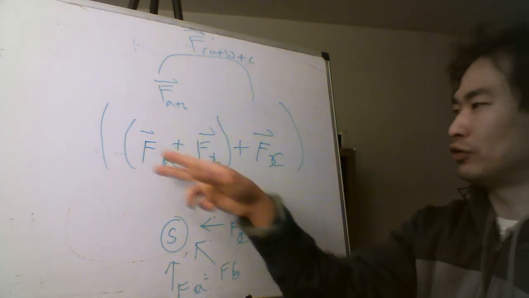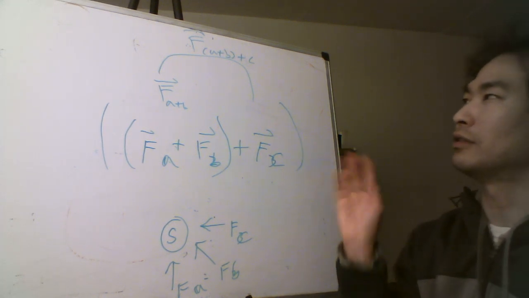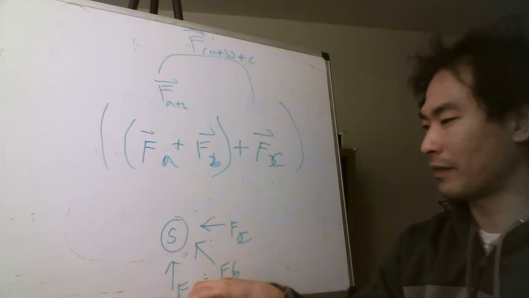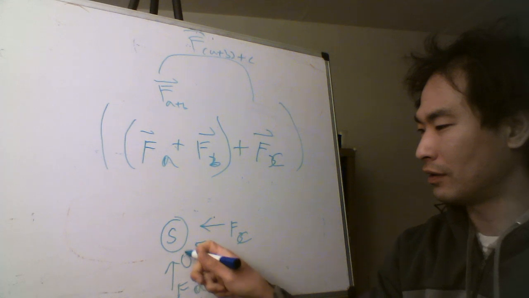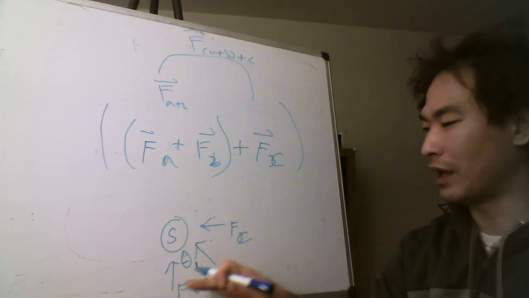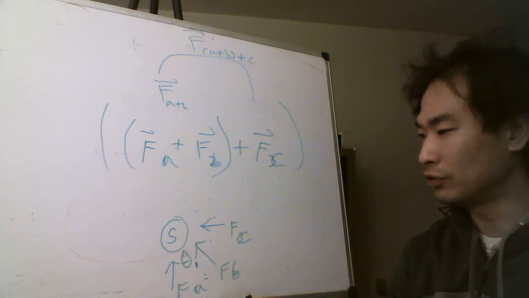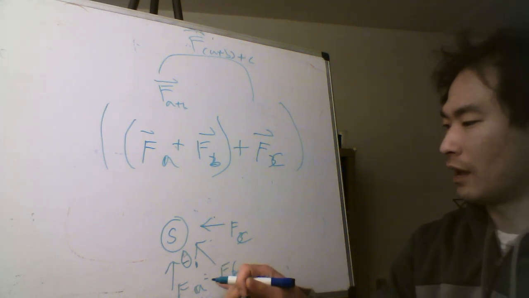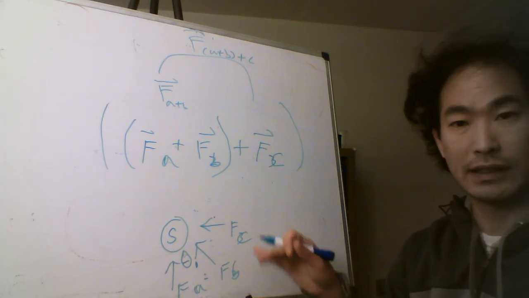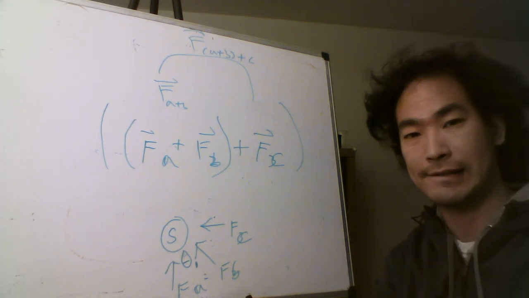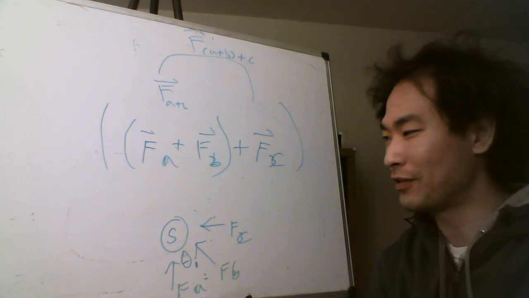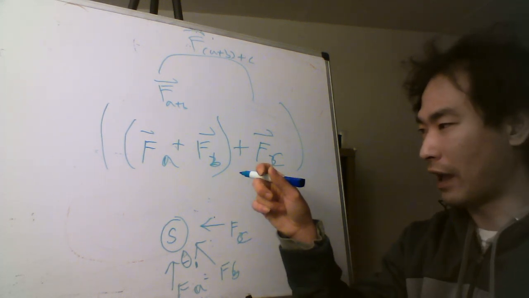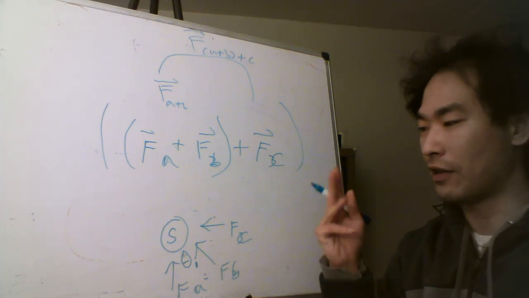It doesn't matter. We're just doing 2 by 2, 2 by 2, 2 by 2. That's theta. Theta 1 is the angle between A and B. What is theta 2? Theta 2 is the angle between F of A plus B and F of C. Theta 3 is the angle between F of A plus B plus C and F of D.